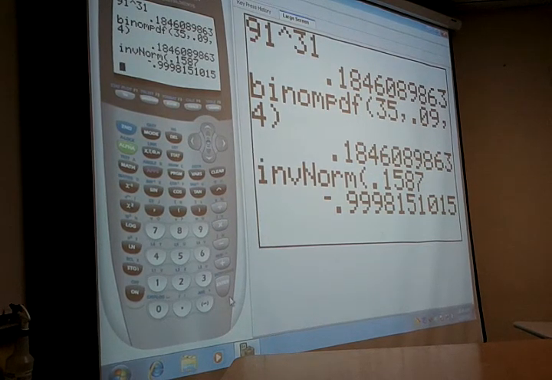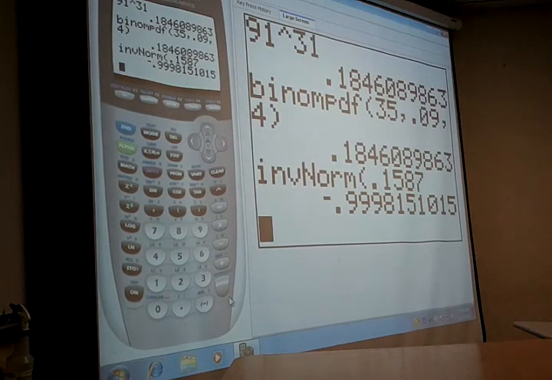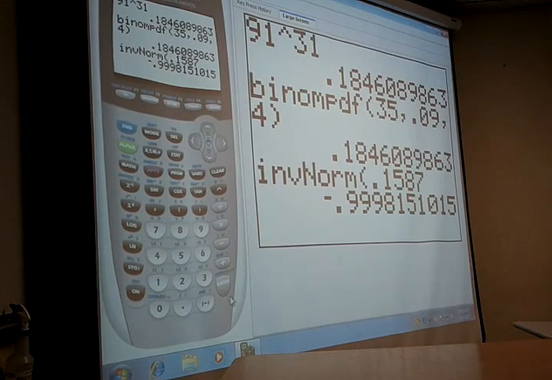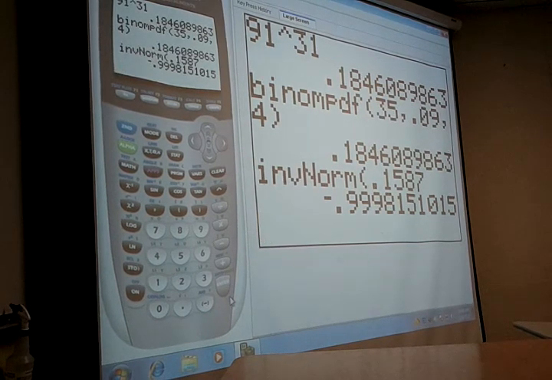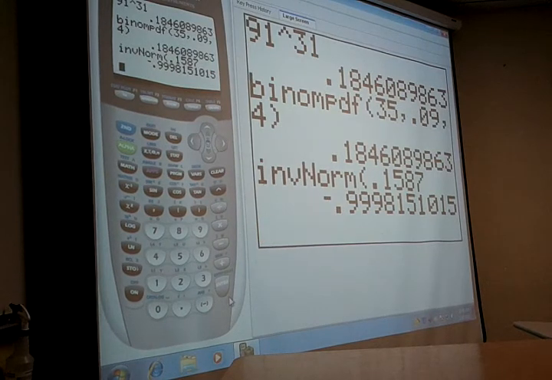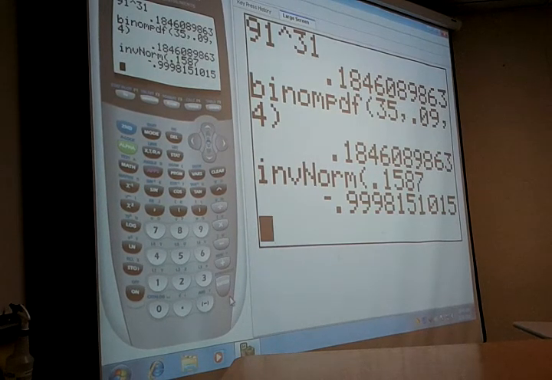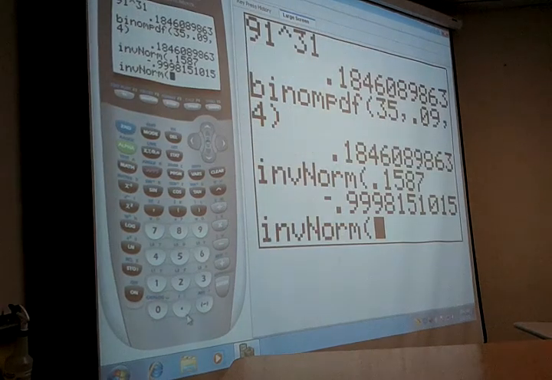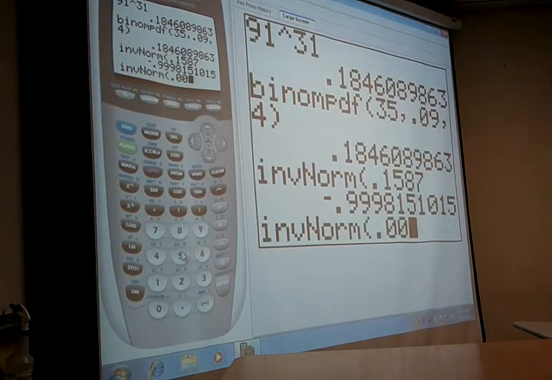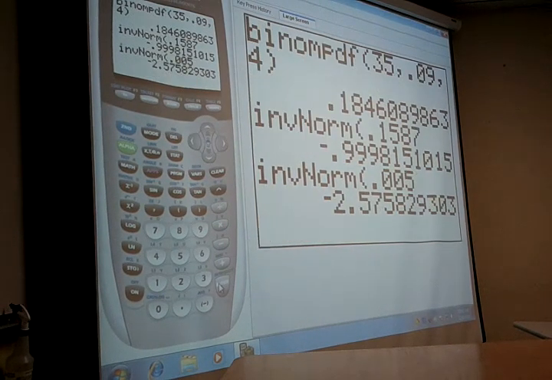That's kind of crazy. So watch this. For a 99% confidence interval, who remembers what the z-scores were? Yeah, 2.576. Well, what percentage is down here in this tail? 0.005, because there's 1% outside, so half of it. So if I do inverse norm of 0.005, there's my 2.576.